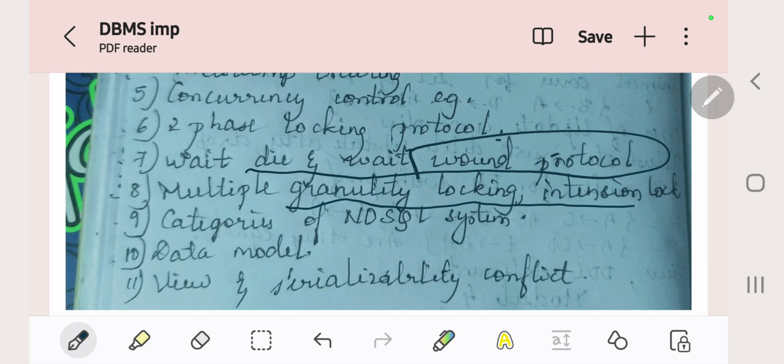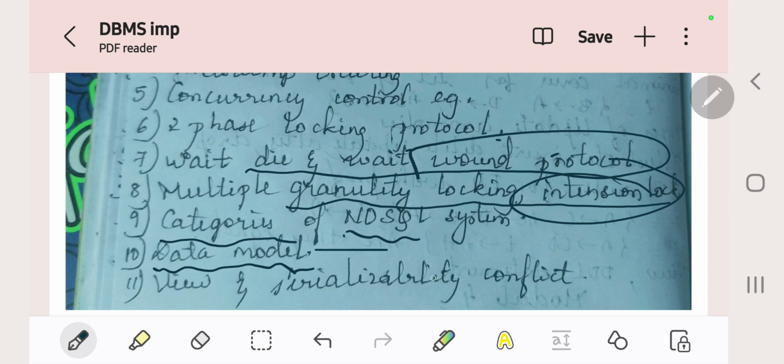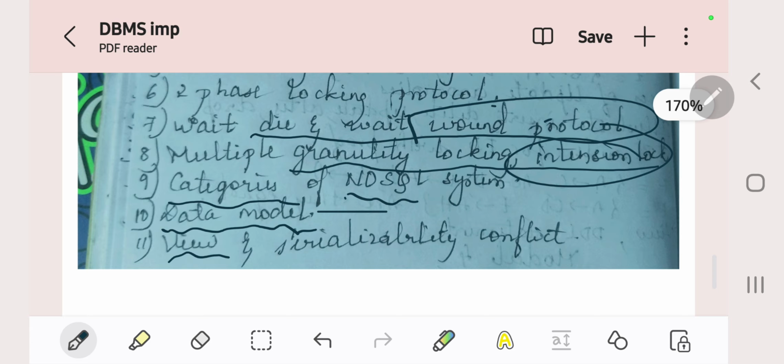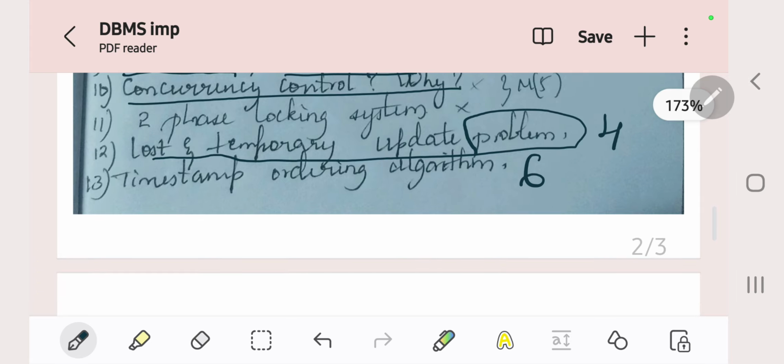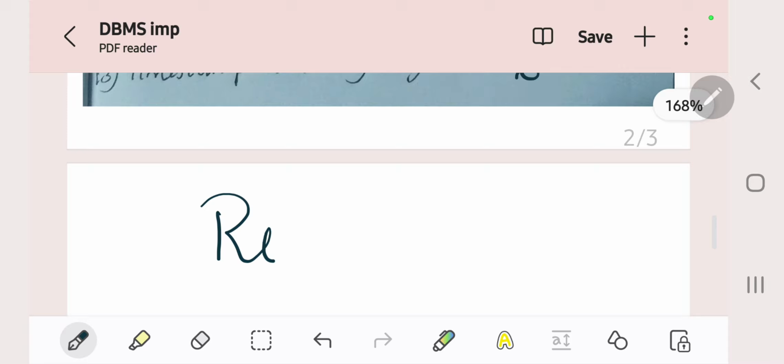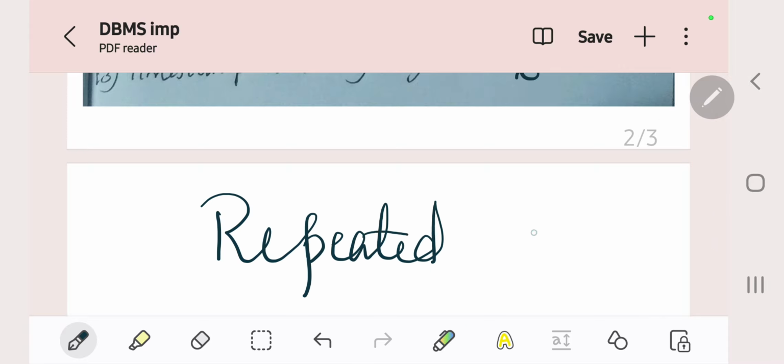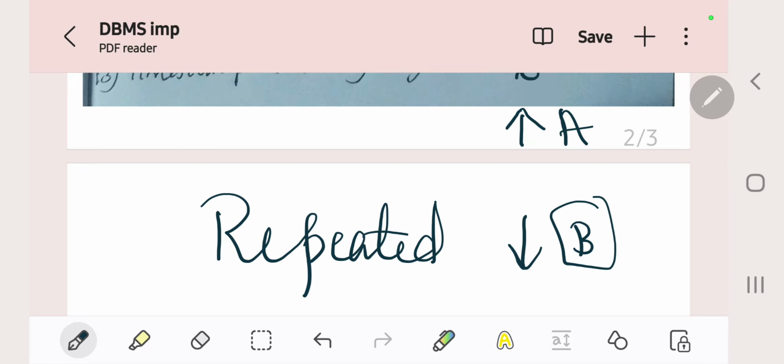Then multiple granularity locking or intention locking. See, intention means you know it, right? Yeah. Then comes categories. Categories are there, so you have to explain the categories. If you put some diagram, then that would be better. Then we have data models. This concept is there in first module also. If you study there, it is easy for you. Same thing is extended over here. Last question is again view and conflict serializability, which is again given here. You might find many questions, but most of the questions here are repeated. Repeated means here they have explained with respect to some A concept, means in module 5 they have explained with respect to B concept. Okay, so understand and study.